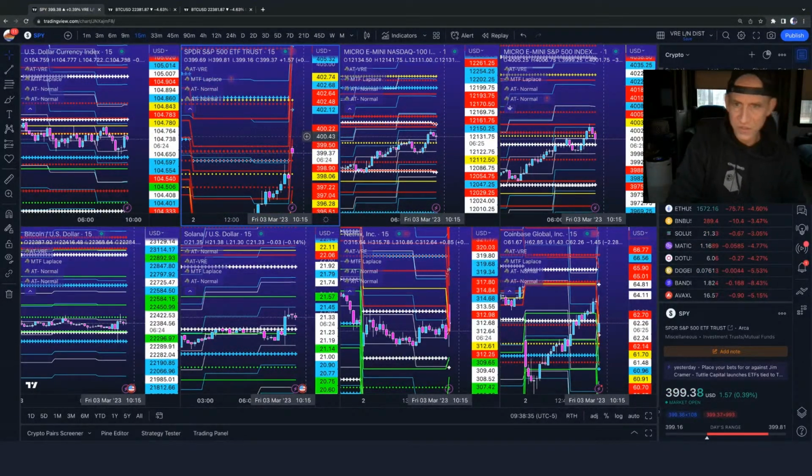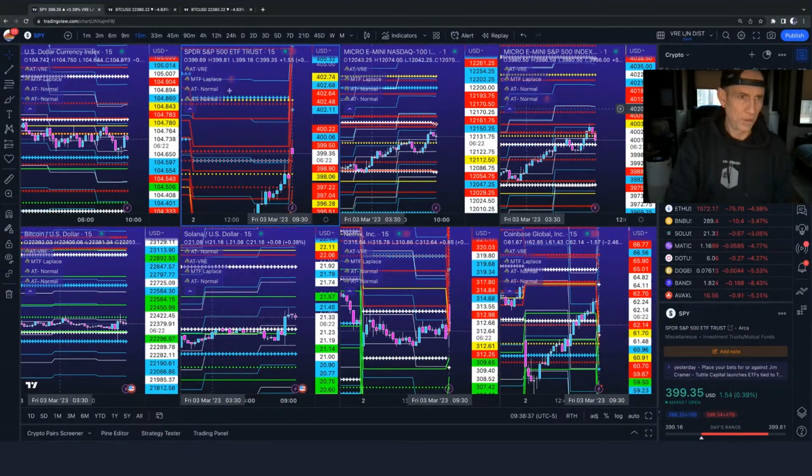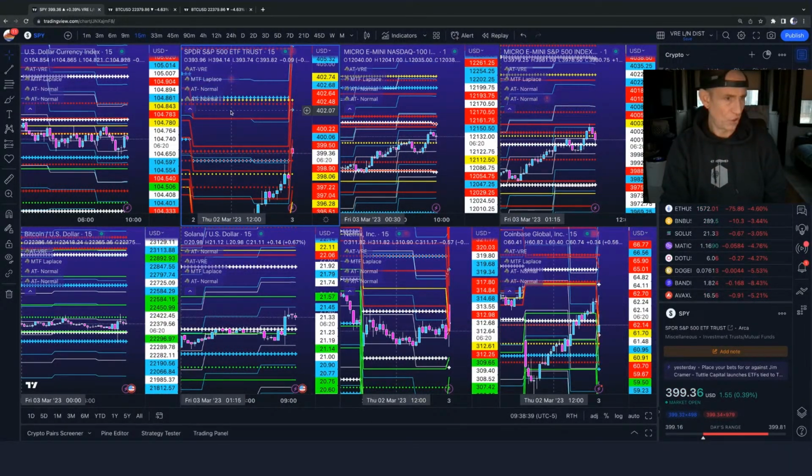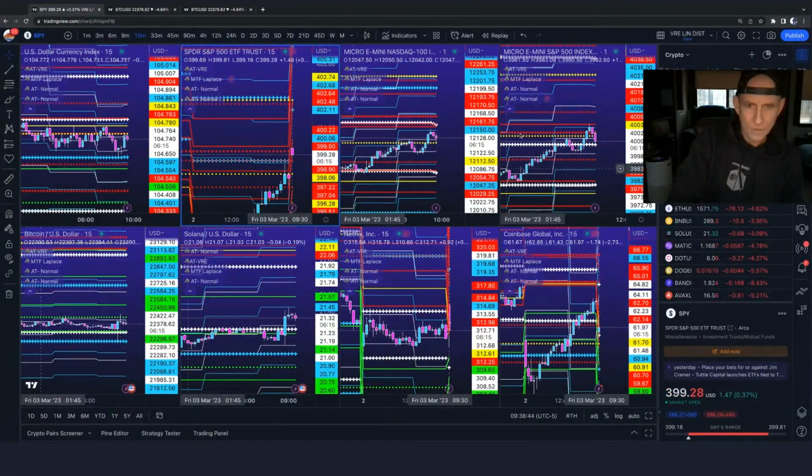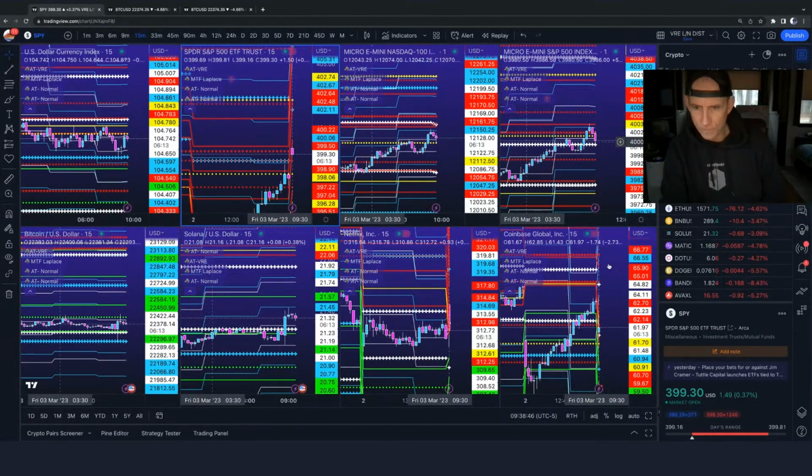Now my Laplace distribution, normal distribution on this chart. Laplace distribution on this chart. Come on, TradingView. Good Lord. What do we got to do? What do you need? You need help?